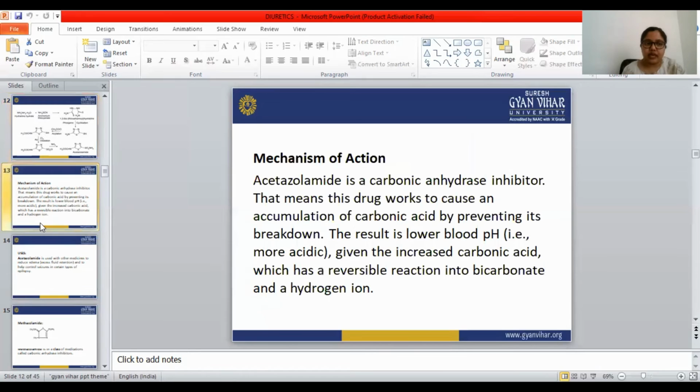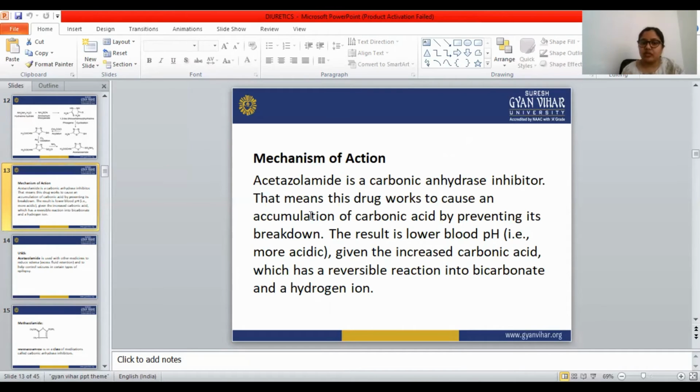Let's see the mechanism of action of acetazolamide. Acetazolamide is a carbonic anhydrase inhibitor. This drug works to cause an accumulation of carbonic acid by preventing its breakdown, so that carbonic acid is accumulated.